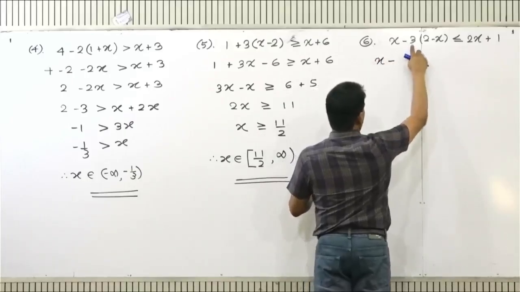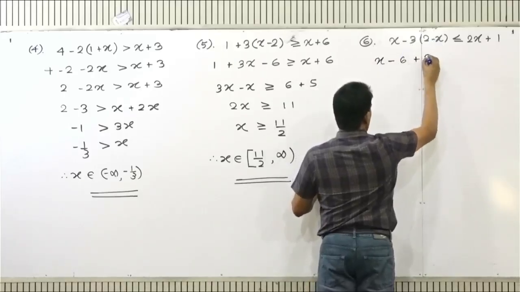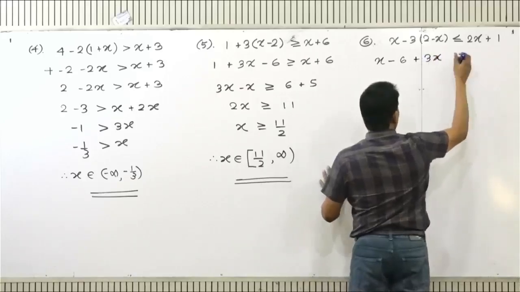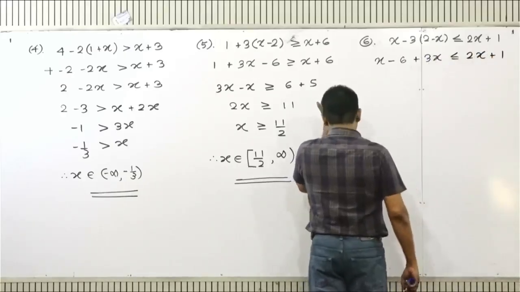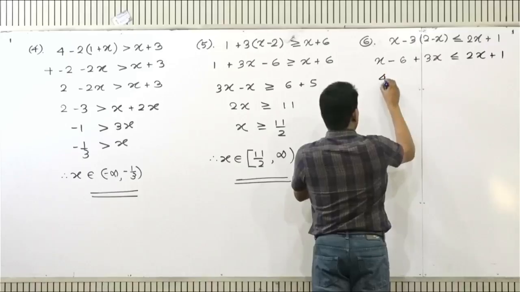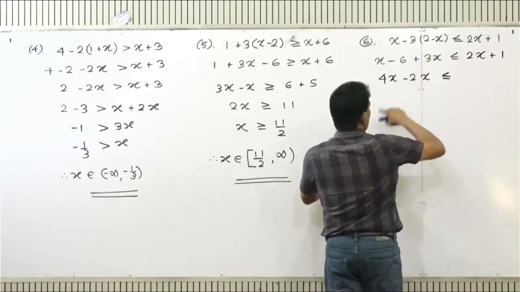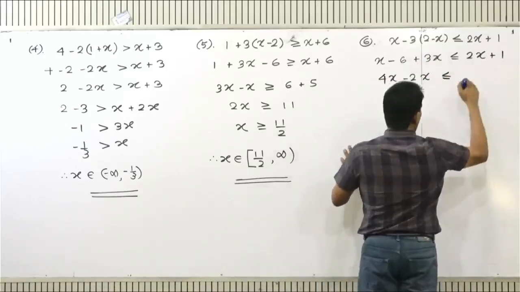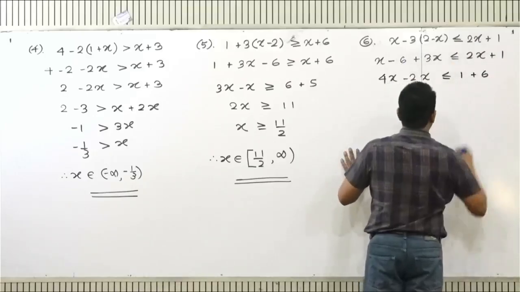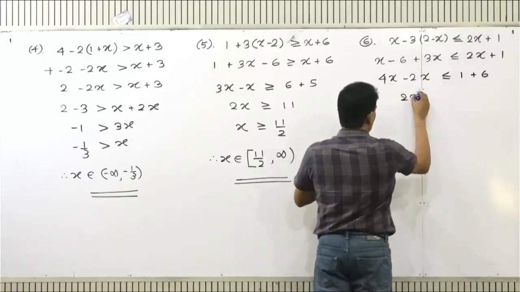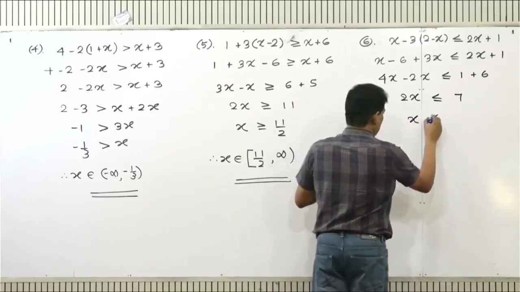Here we have to remove the bracket. Minus 3 into 2 means minus 6. Minus 3 into minus x means positive 3x. x plus 3x means 4x. We can take this term to this side, then minus 2x. Then minus 6 we have to take to the right hand side, then here positive 1. When we take minus 6 to this side, then positive 6. 2x, here 7. Now we have to divide both sides by positive 2.